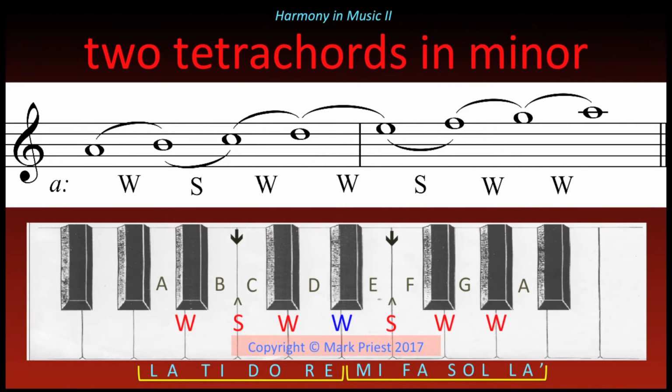Because the order of the tones is different, the 2 tetrachords of the minor mode are different, and the relationship between the individual tones is different. Look at the notes of the A minor mode. That's La, Ti, Do, Re, Mi, Fa, Sol, La.